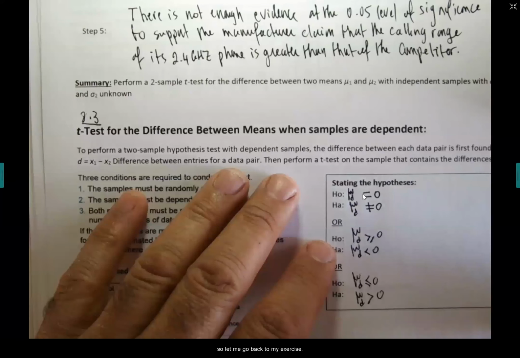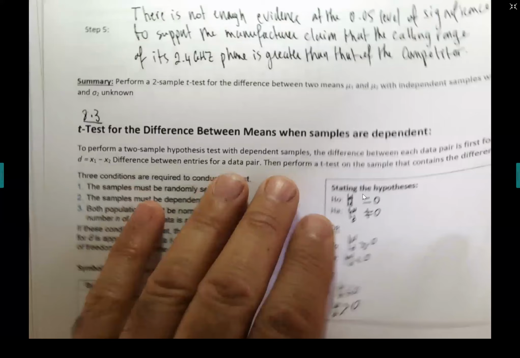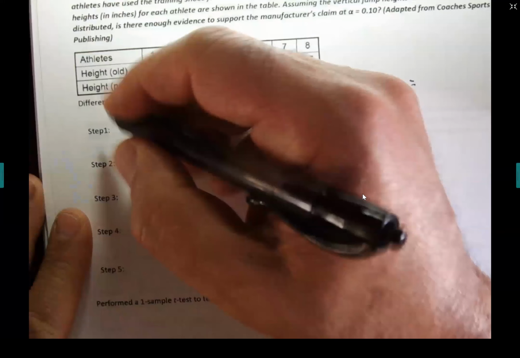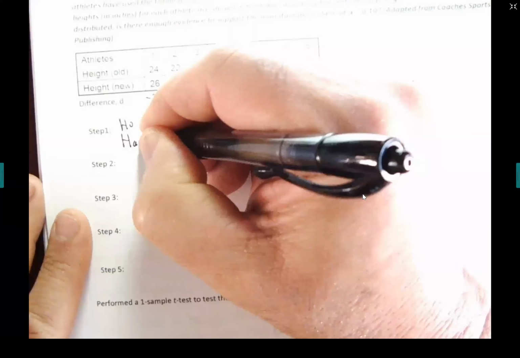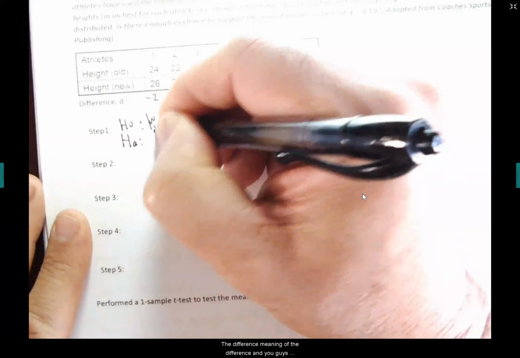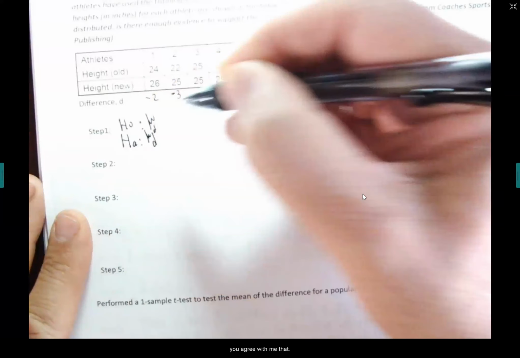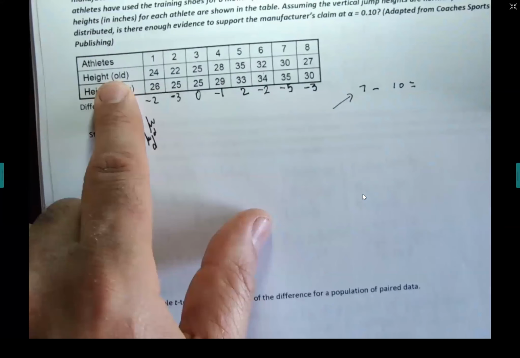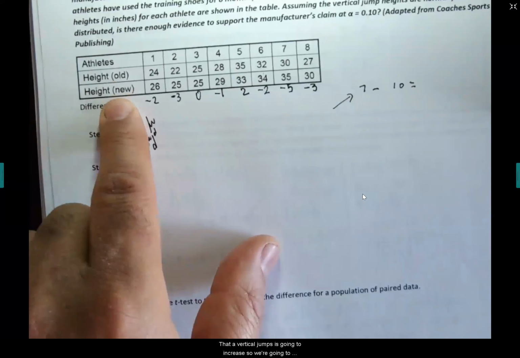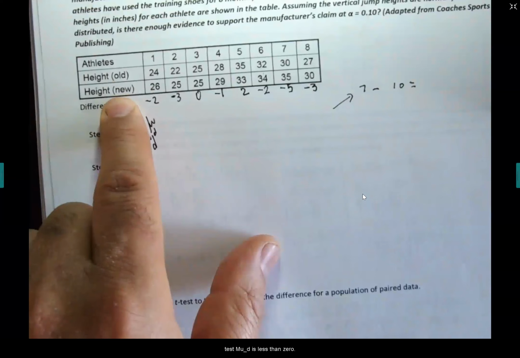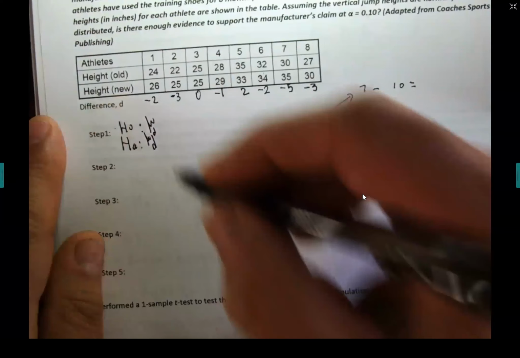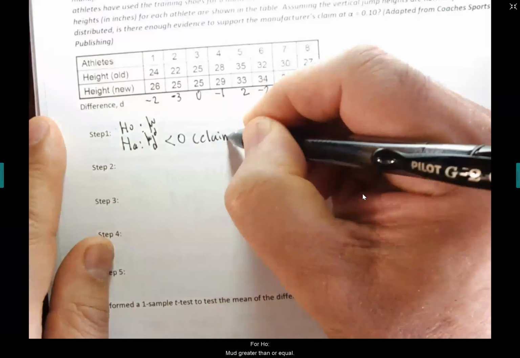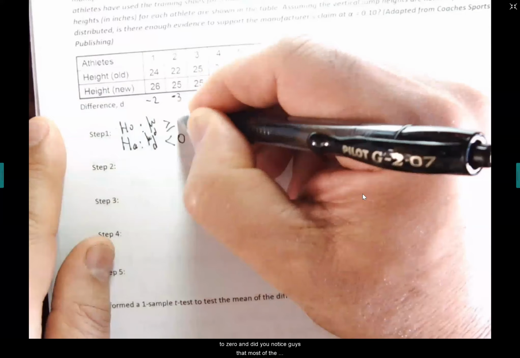So let me go back to my exercise and put the first step, H0, HA, mean of the difference. You agree with me that since the claim is that the vertical jumps are going to increase, we're going to test that mu D is less than zero. That's the claim. And mu D greater than or equal to zero.